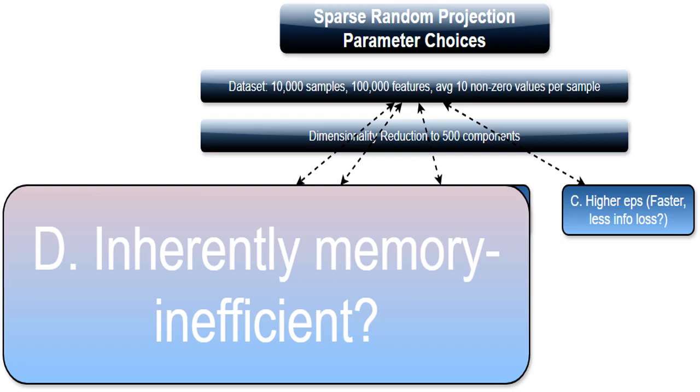This option explores whether SparseRandomProjection is inherently inefficient. It's actually designed for sparse datasets. It's like having a tool specifically designed to quickly sort only the important information in a giant box of paperwork.